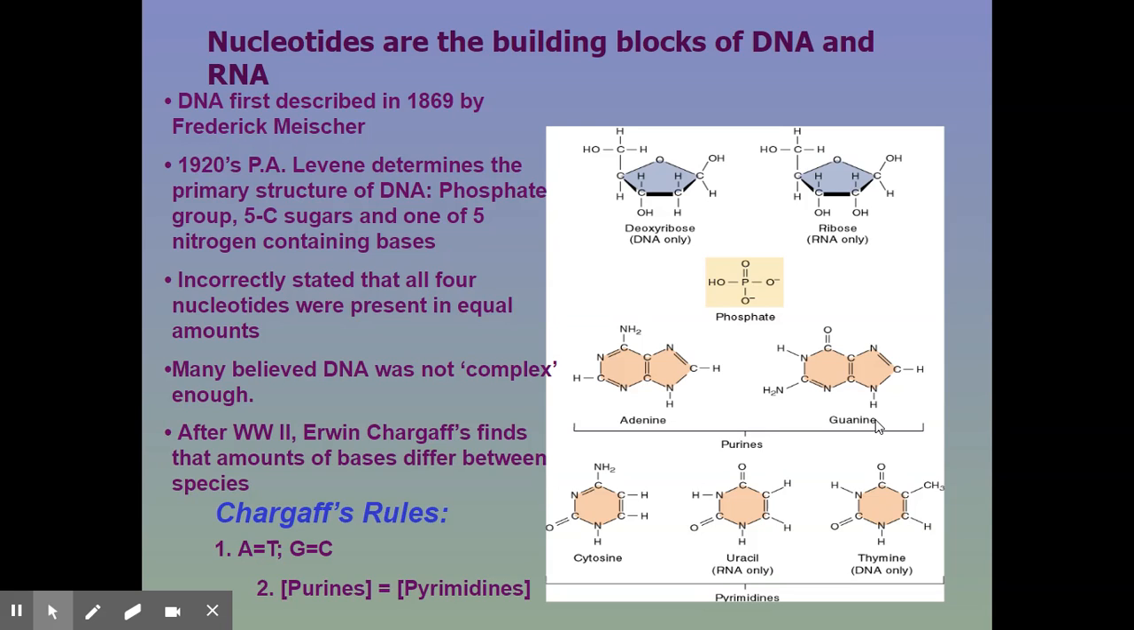nitrogenous bases: adenine, guanine, cytosine, or thymine, found in DNA. Or if they were looking at RNA, then they would have had adenine, guanine, cytosine, and uracil. Okay, so this is an important diagram to know. You look in your textbooks, you will see it also.